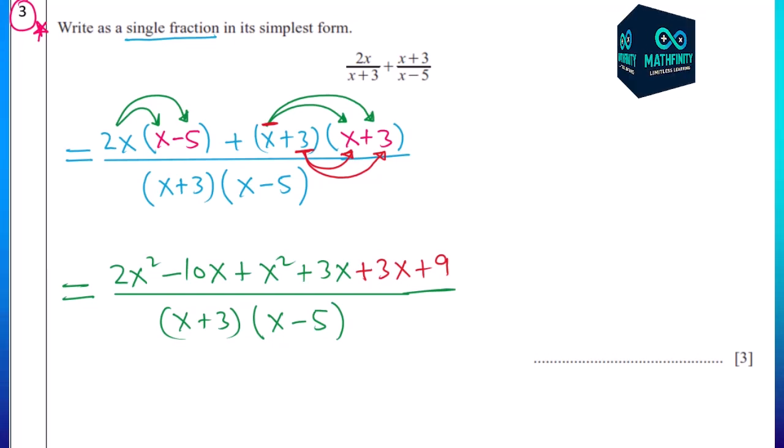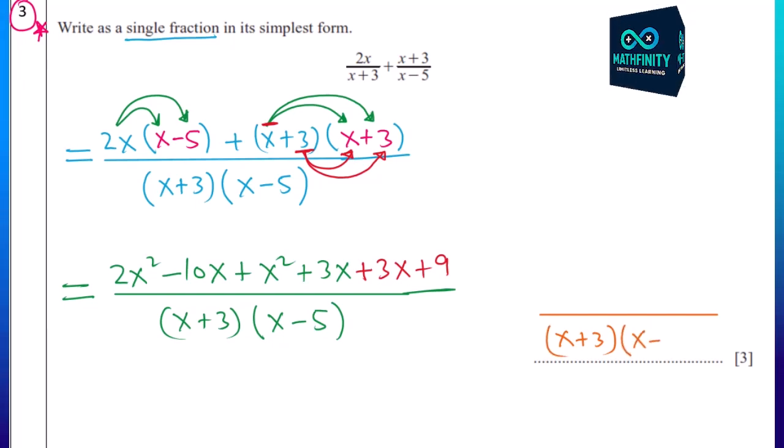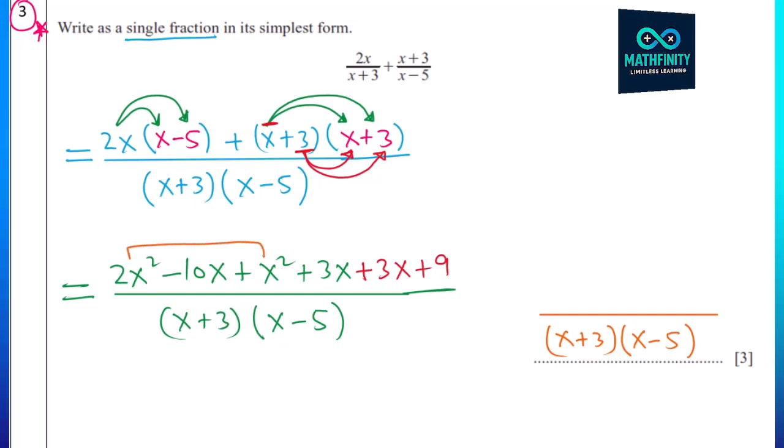You can even write directly here in the answer space. What is the denominator? x plus 3, and here x minus 5. And what are the like terms here? The terms that have the same variable with the same powers are called like terms. Like 2x squared plus x squared are like terms. So we will write here 3x squared.